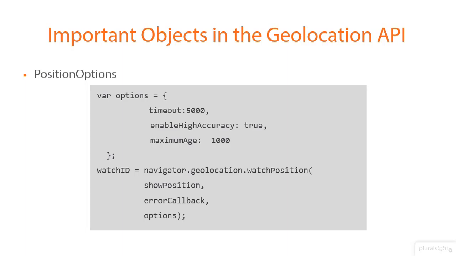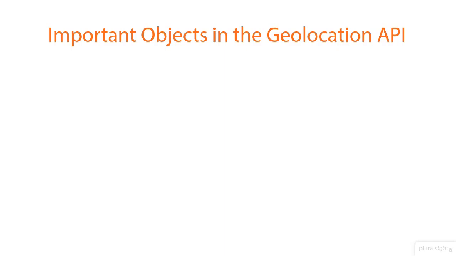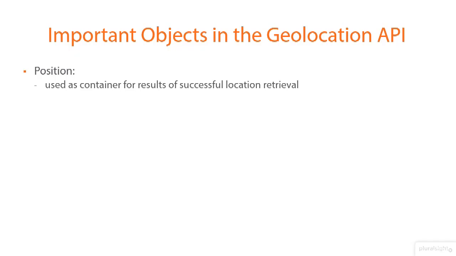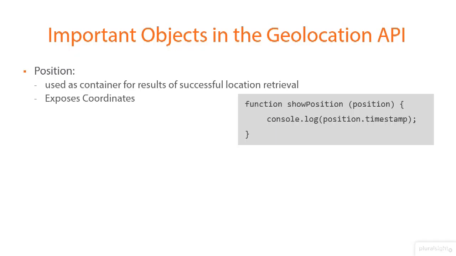And finally, the maximum age specifies how old a cached position can be for it to be still accepted. In the sample, we also see how the positions object is passed to the watchPosition method. We've already discussed the success and error callback, but we haven't looked at the position object returned to us in the success callback.